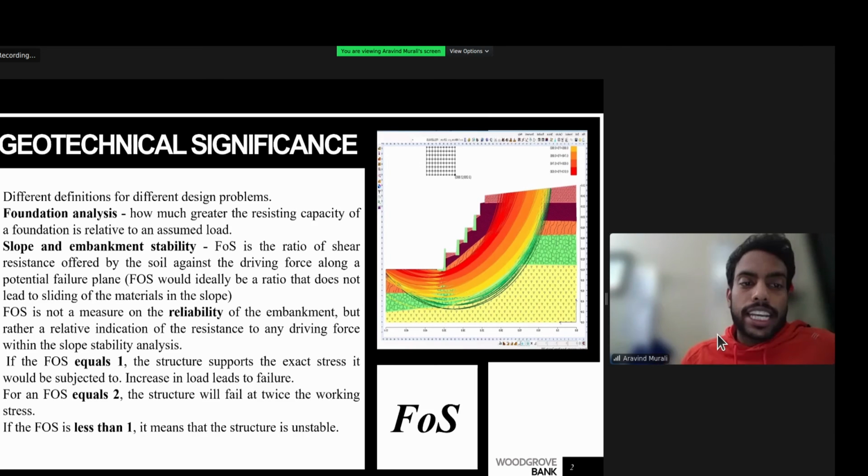If we take factor of safety equal to 1, that means the structure supports exactly the stress that it was subjected to. So as we increase the load, the structure tends to fail. The same definition follows for a factor of safety equal to 2, where the structure will fail at 2 times the working stress.